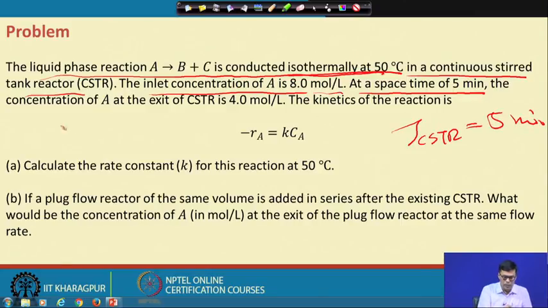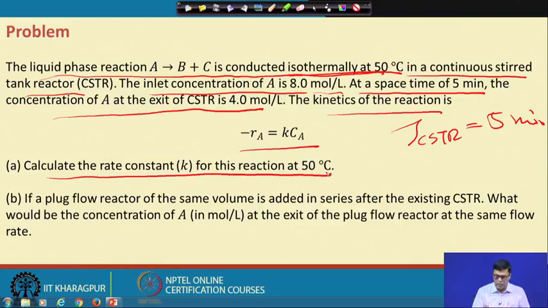The concentration of the exit stream is 4. The kinetics is given here. So, calculate the K constant. We can do it very easily, because tau CSTR is equal to what? I can write Ca0 minus Ca over minus Ra. Am I right? What is the Ca0 value?